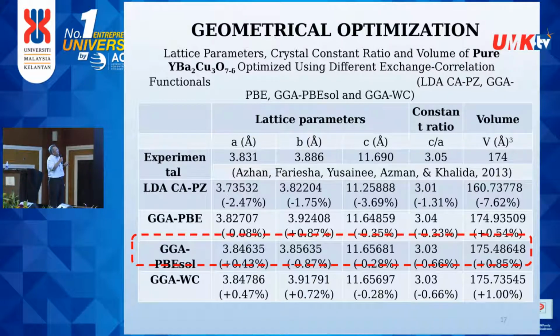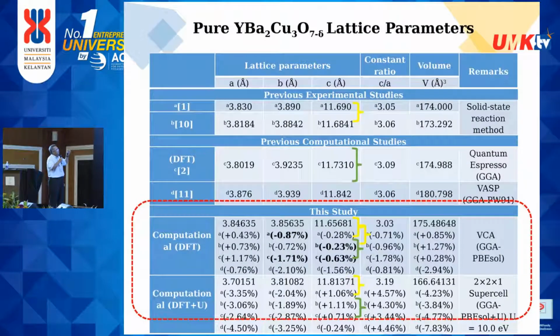All right, so this is the YBCO lattice parameter. We have some references, reference number 1 and reference number 10. These two experimental data use a solid state reaction method. And also we have DFT from previous computational studies. It remains orthorhombic, right? And then we also have the data for computational DFT and computational DFT plus U. We can see that the ABC is quite close to the experimental data, right?